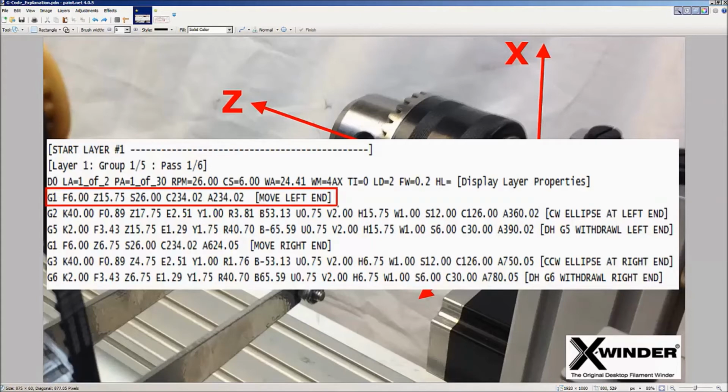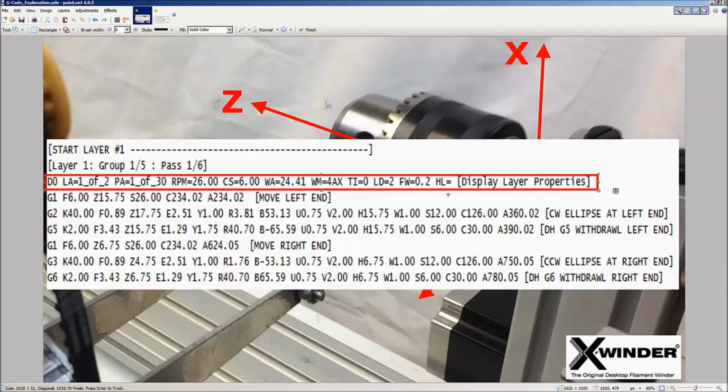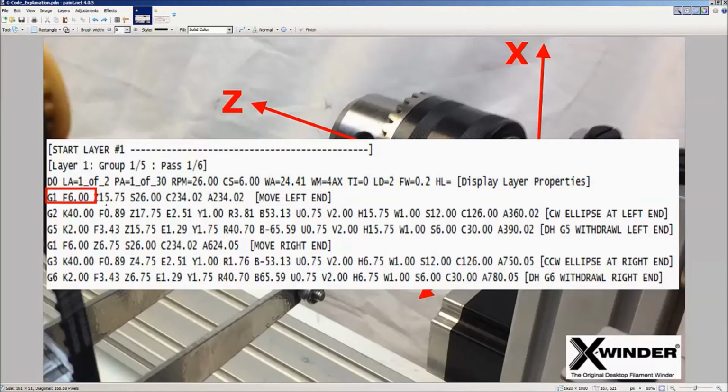So let's look at the G1. Here, this is data that's just supplied to the executor. In the G1 command, this is an unconditional move. We're going to move at a feed rate of 6 inches per second to a Z position of 15.75. During that time, we want the mandrel to rotate at 26 RPM through an angle of 234 degrees.